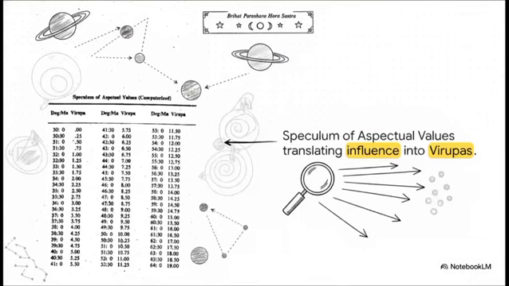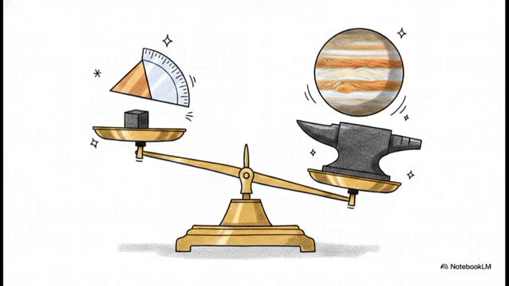And if you need proof that planetary influence isn't just some mystical vibe, take a look at the speculum of aspectual values right from the source material. It proves influence is measured in precise decimal units called virupas. This table calculates exactly how many virupas of influence a planet exerts based entirely on the exact degree and minute of the angle between them. Let's actually run a specific calculation to see this in action.